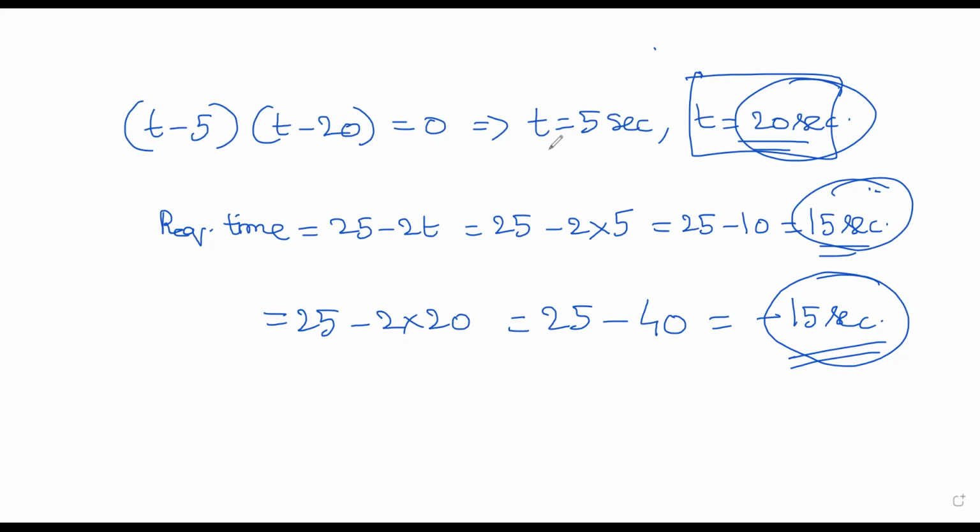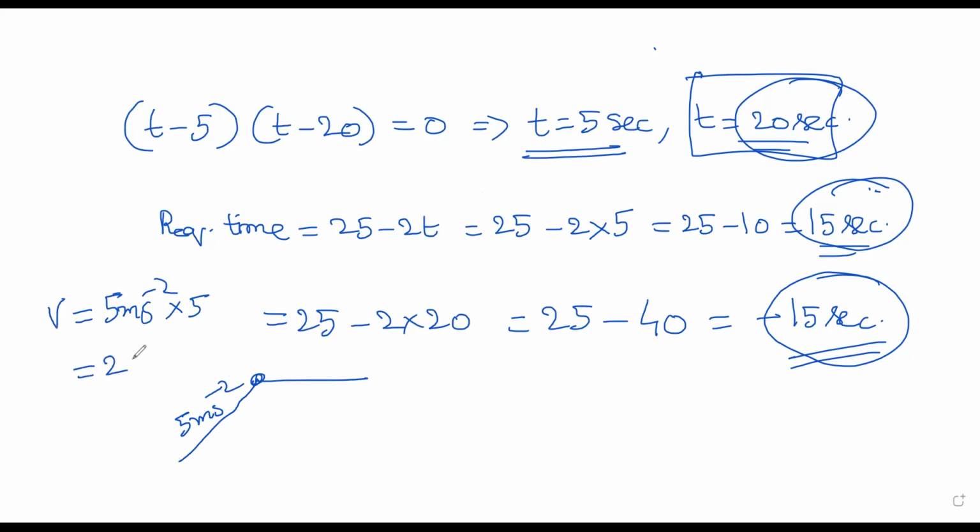Now, t equal to 5 seconds is what we got. It took 5 seconds with 5 meters per second squared to reach a certain velocity. So that also we can find out: the acceleration is 5 meters per second squared, and it took 5 seconds, so it attained a velocity v naught, which is 25 meters per second. So those are the answers for you. The final answer is C, which is 15 seconds.